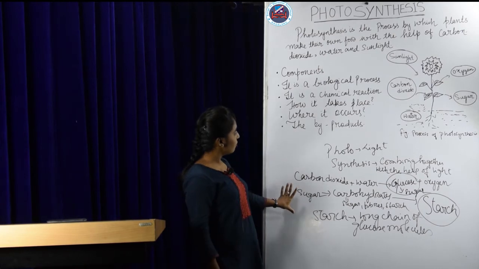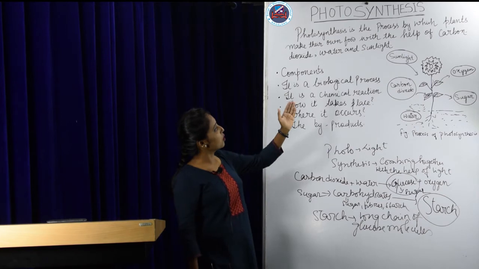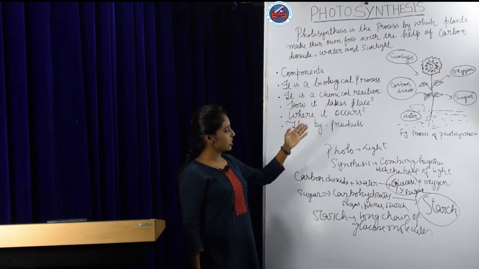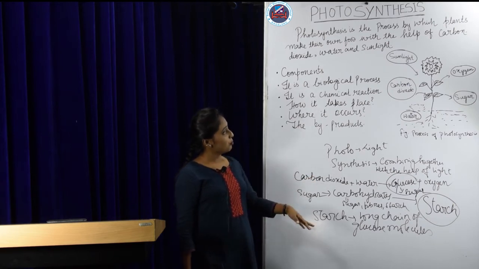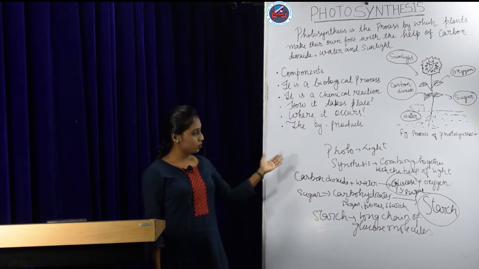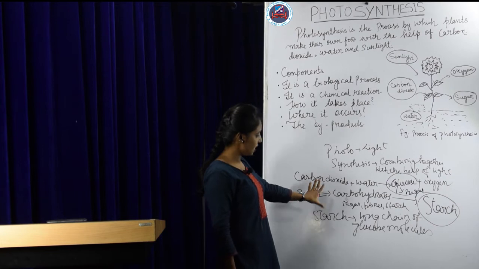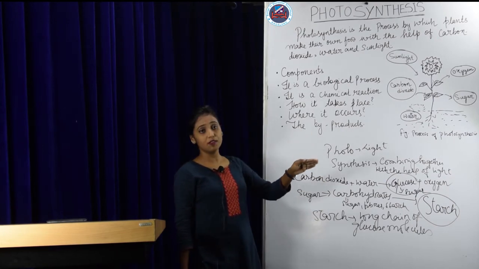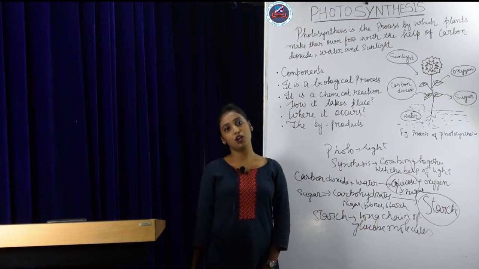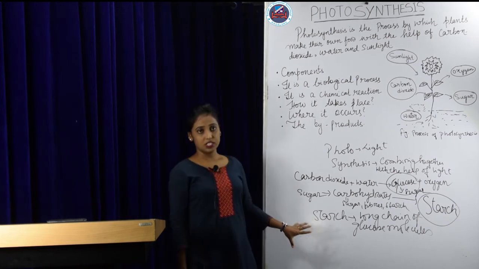So what have we learned from here? We have learned that photosynthesis is a process by which plants make their own food with the help of sunlight, carbon dioxide and water, and we get the byproducts oxygen and sugar, which we consume. The plants use the food for themselves, and they also store something for their future use, converting it into starch or a form of carbohydrate. So this is about photosynthesis.